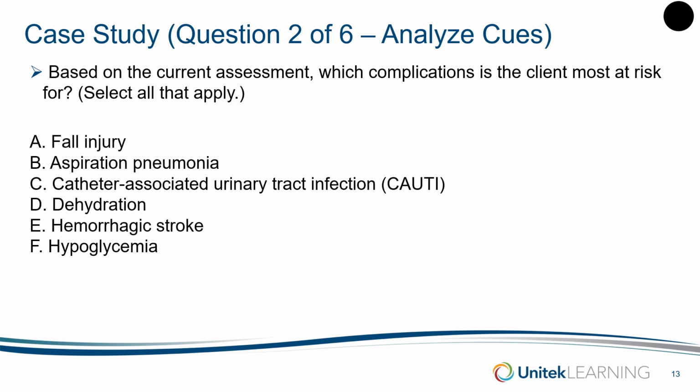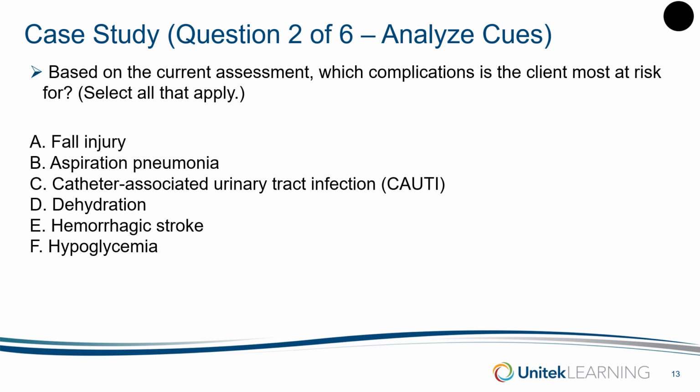In select all that apply questions, you need to turn each answer option into a yes, no, or a true, false statement. So, based upon complications that my client is at risk for, would they be at risk for a fall injury? Would my client be a fall injury risk? Okay, so you look at the answer option and then make it fit into that question. Does it answer the question? Is your client a fall risk based upon your current assessment of them?